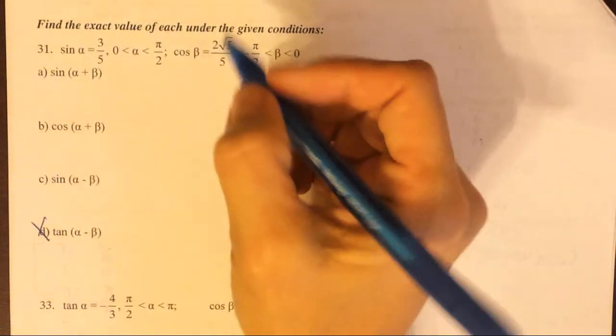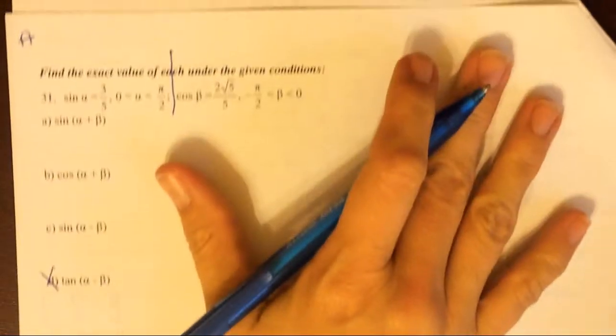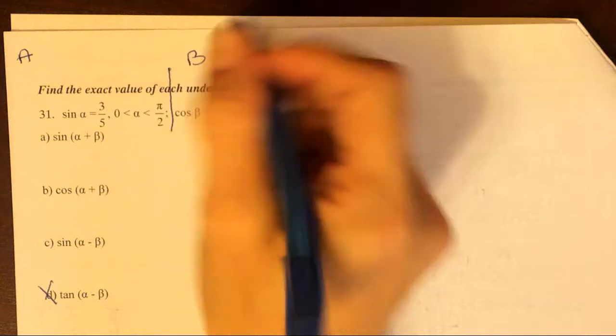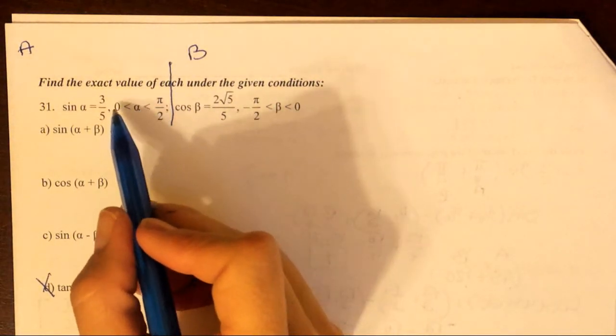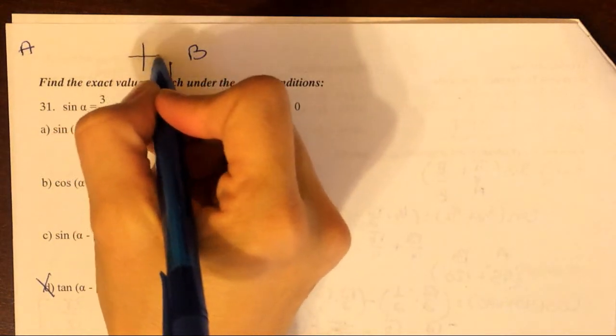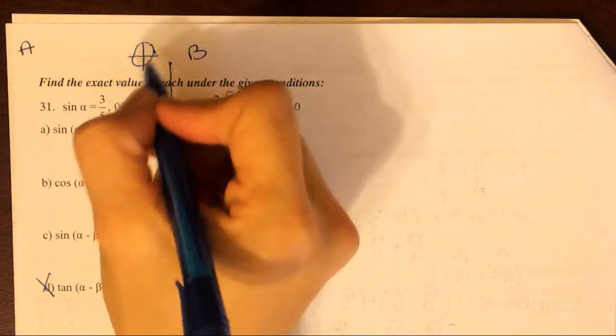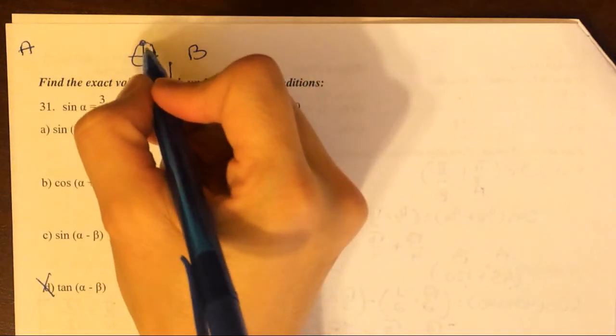So on 31, the first thing I'm going to do is split this problem in half. I want an A side of the problem, and I want a B side of the problem. So I know that A is going to be between 0 and pi over 2 on my circle. So I'm going to draw a little circle, and I'm going to mark the 0, right-hand corner. I'm going to mark pi over 2. It's up top.